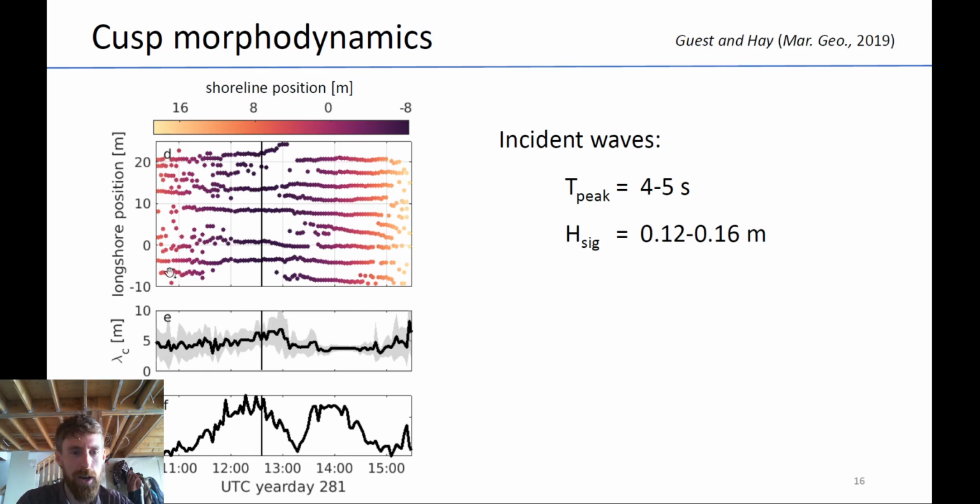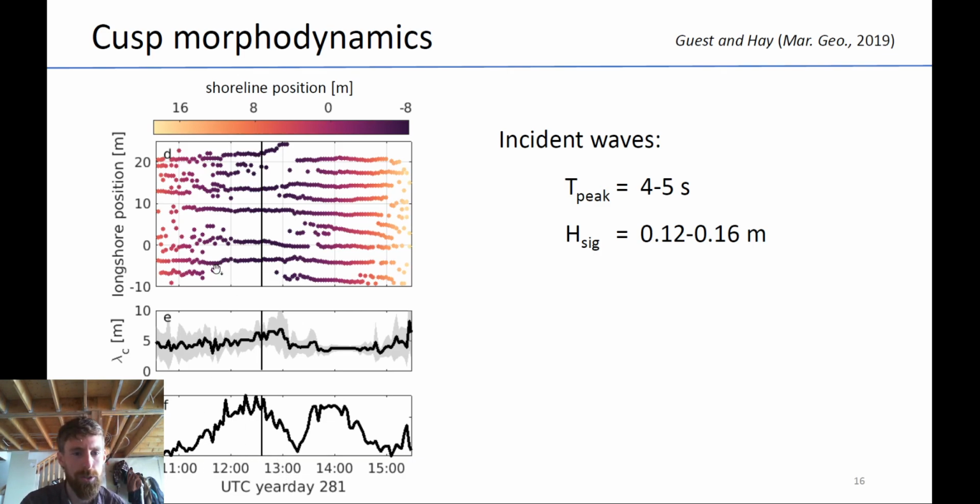So here in this plot on the top, we're looking at the very same data I just showed you, only now we're rotated clockwise 90 degrees. So the colored dots correspond to the positions of the cusp horns. And the color scale just indicates the shoreline position, so lighter colors being further offshore, and high tide being the darker colors, the time of high tide corresponding to this vertical black bar.